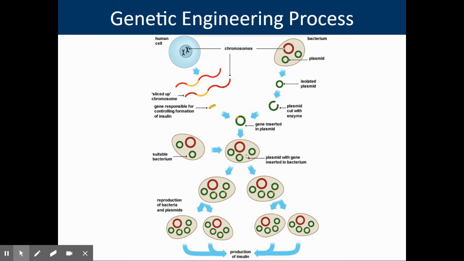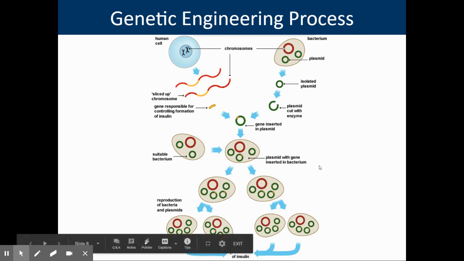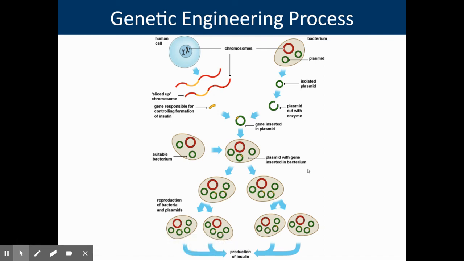Now that bacteria is going to divide through mitosis, asexual reproduction, but the plasmids also are going to divide. So you can see that as it divides, more and more plasmids with the isolated gene, we're getting more and more of that gene, are going to be found, and then we can pull it out and we can use it. So the production of insulin is done like this in order to mass produce insulin at high levels.